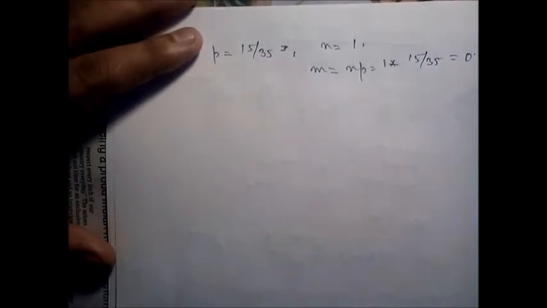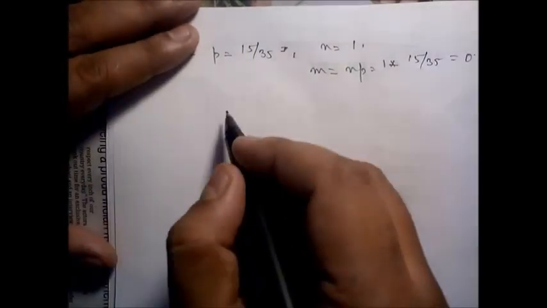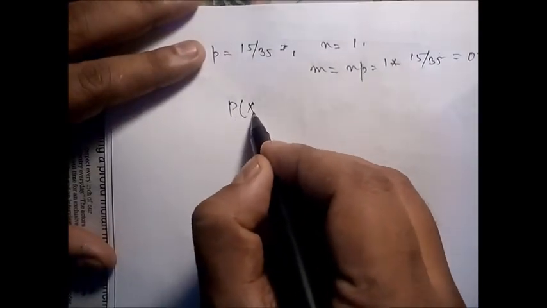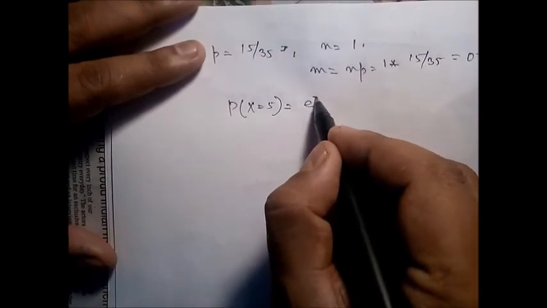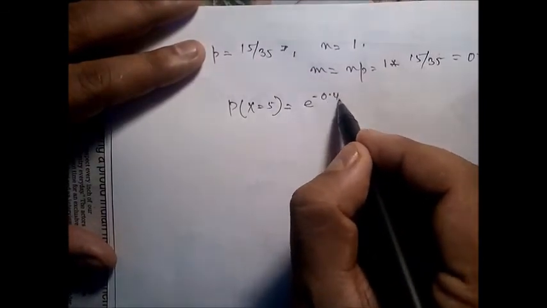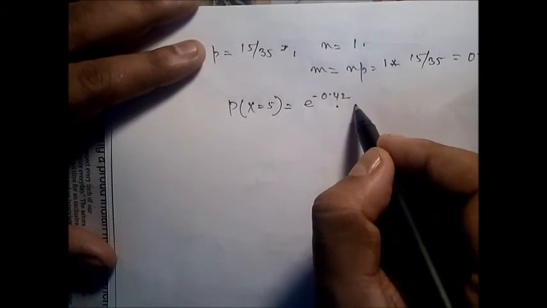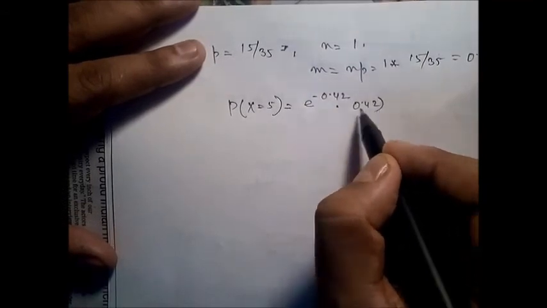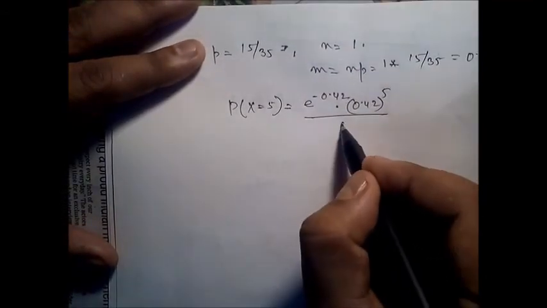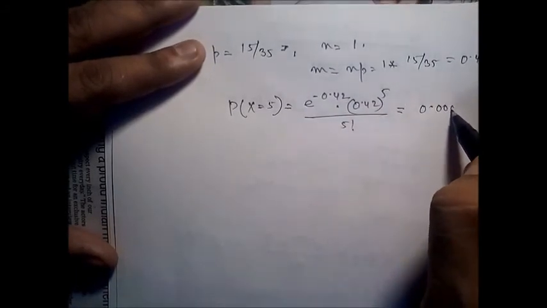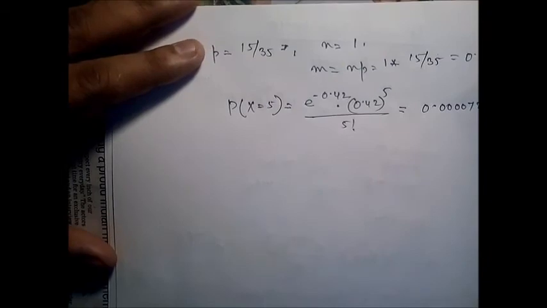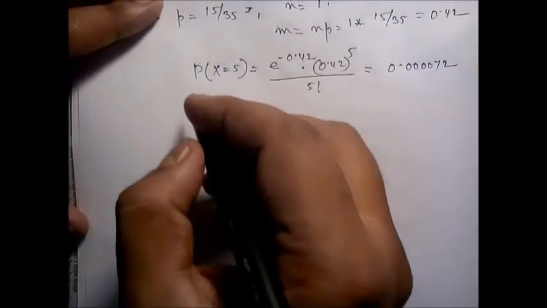Now first question, the probability that the bowler will take 5 wickets in a match. Okay, so 5 wickets in a match means x is equal to 5. So e to the power minus 0.42, 0.42 to the power 5 by 5 factorial. The answer is 0.000072. That's the first question.